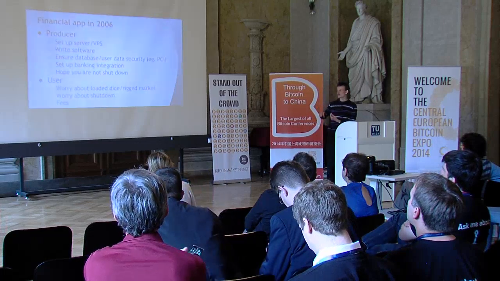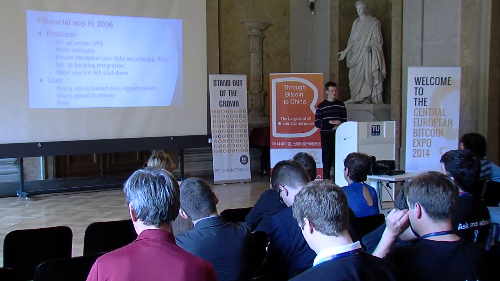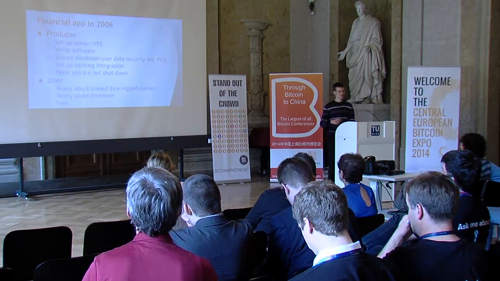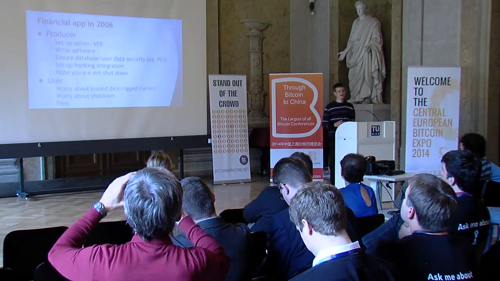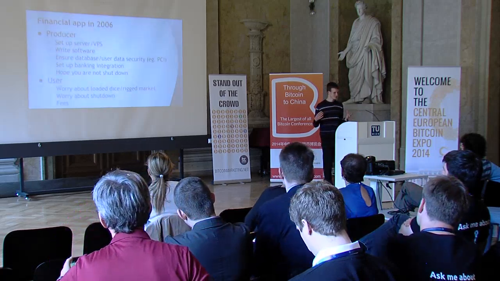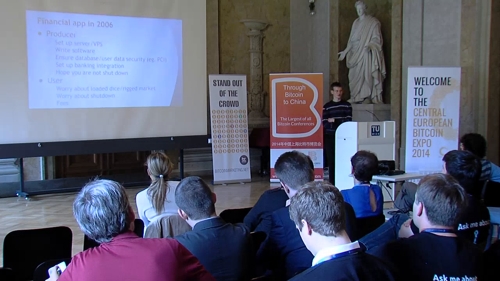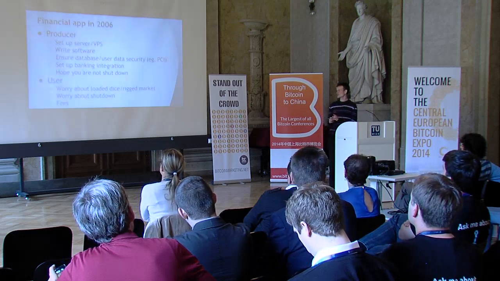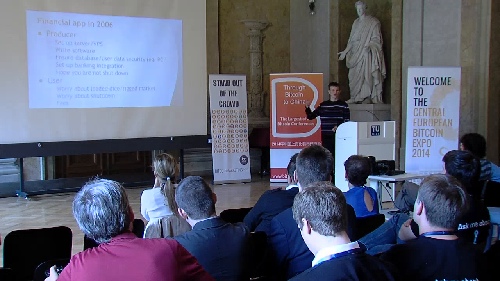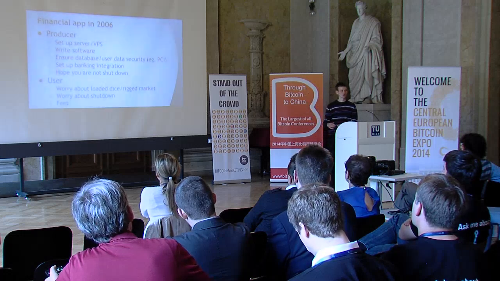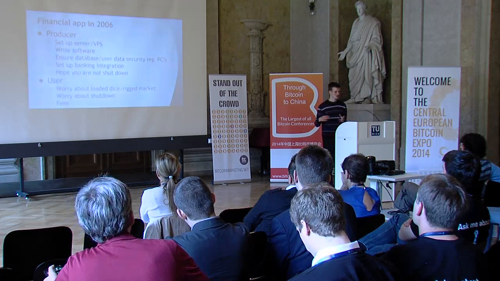So for example, let's say you wanted to build some kind of financial application in 2006. This could be something like Kickstarter, it could be a prediction market, gambling sites, marketplaces, escrow services, whatever you want to build. So what you needed to do, first of all, you have to set up a server or get a VPS, write the software, ensure that the database is secure. If people are paying for it, that people got credit cards, you need PCI compliance, make sure their credit card numbers are secure. Set up your banking integration, hope that you don't get shut down.